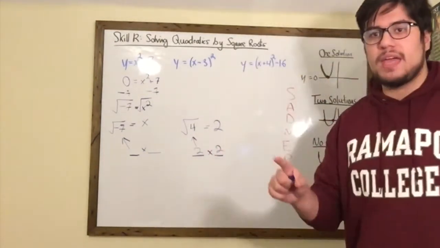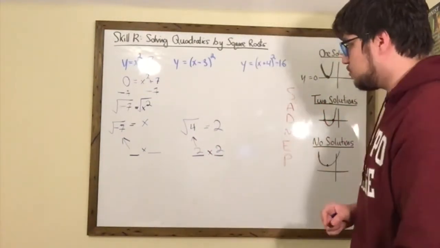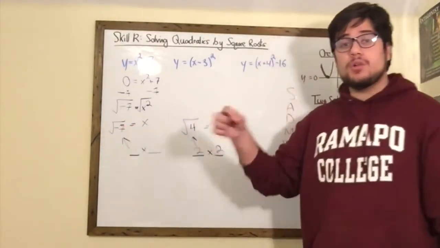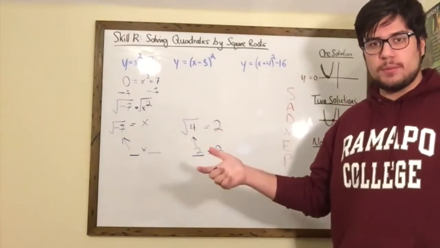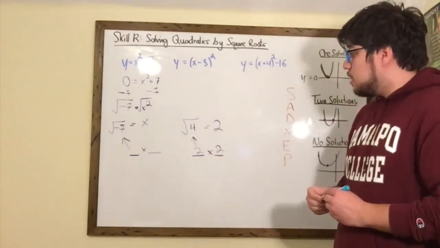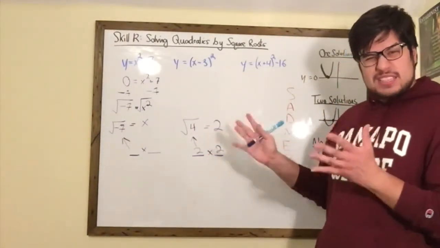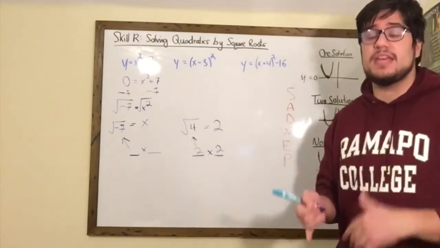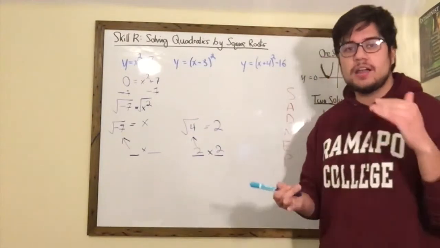But there's a problem when we have negatives, and the reason why we cannot take the square root of a negative number is because I don't have a number multiplied by itself to equal a negative number. If you remember your signs back from, I think, 7th grade, if I multiply two negatives together, I get a positive. And if I multiply two positives together, I also get a positive.